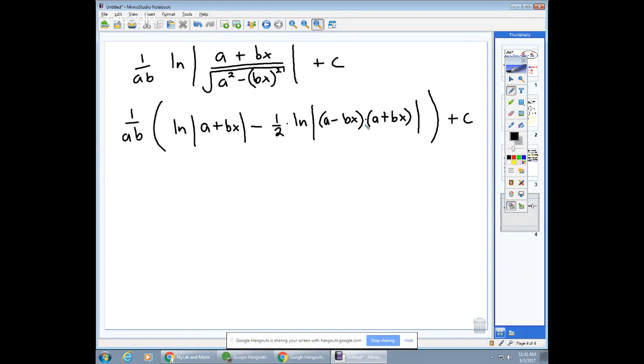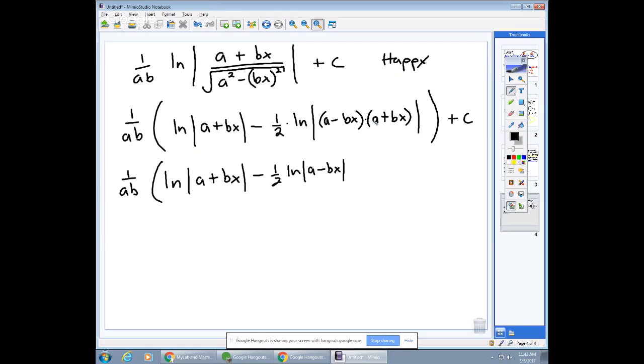And what can we do with the product of logs? We can add the logarithms separately. So I still got my 1 over ab out here. Now this is all unnecessary. I think this is a very happy solution right there. I'm just trying to show it's equal to the other one, right? So this is just an exploration. So a plus bx. Now I'm going to have a minus 1/2 the natural log of a minus bx.